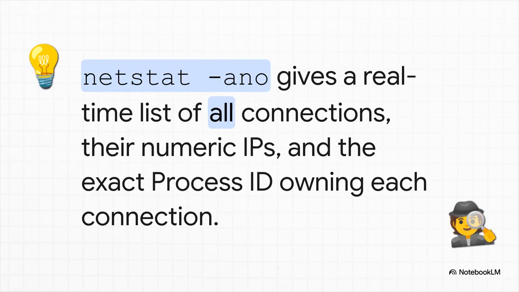This is a command you should absolutely memorize: netstat -ano. Typing this one line gives you this incredible real-time list of all connections with the a, their numeric IP addresses and port numbers with the n, and the exact process ID with the o for the program that owns each connection. So if you see a suspicious connection, you now have the ID number of the culprit.